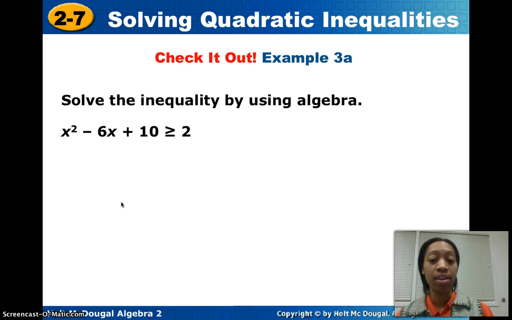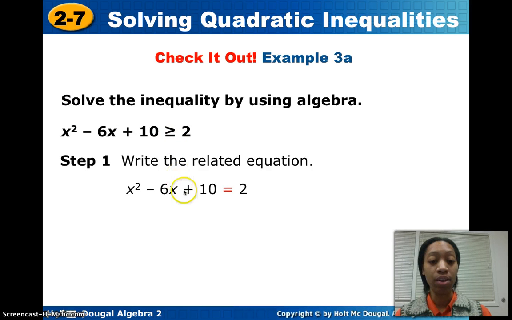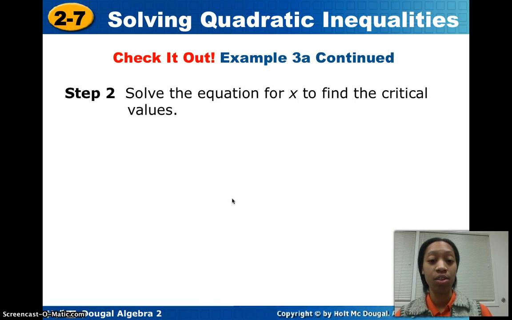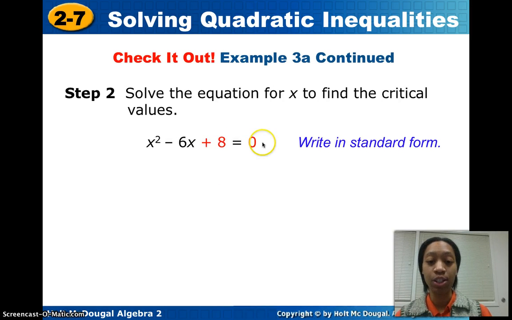One more like that. Let's solve this next one using algebra as well. So to use algebra, first we have to replace the inequality with an equal sign, and we're going to solve the equation. We're going to solve it by first subtracting, moving the value over so that it equals 0. Then we're going to factor it.